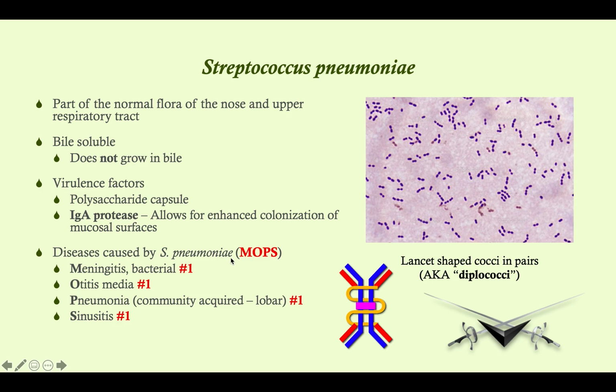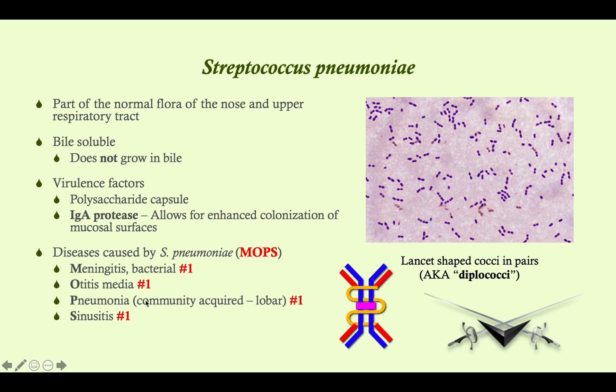So the mnemonic for diseases caused by strep pneumo is MOPS, M-O-P-S, MOPS. And that is meningitis, bacterial meningitis, for which it's the number 1 cause in most age groups. So we're not talking about neonates here. That's group B beta-hemolytic strep. So we're talking about most age groups, adults, older children. So that's bacterial meningitis. O for otitis media, number 1 cause.